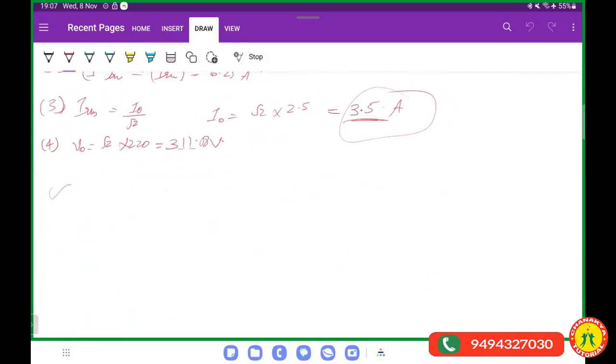Today we'll go for another part of this chapter. That is resistance and another devices: resistor, inductor, and capacitor.